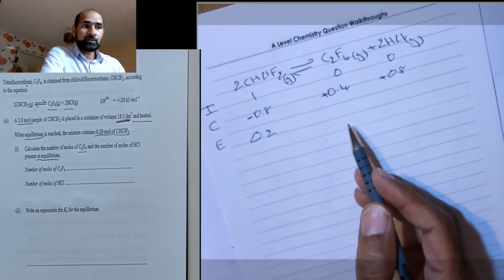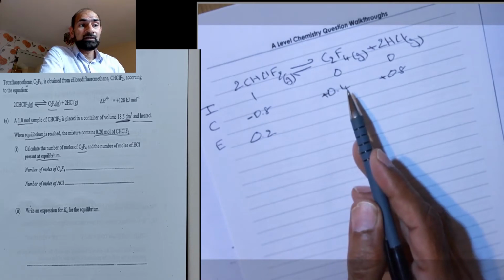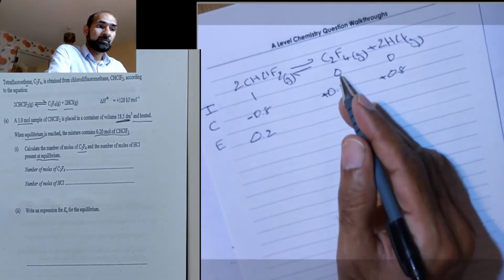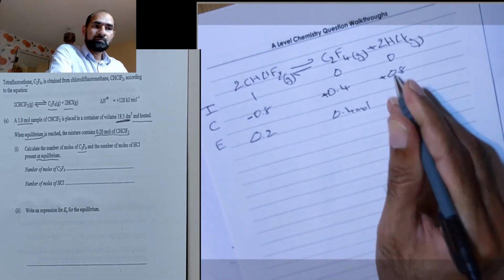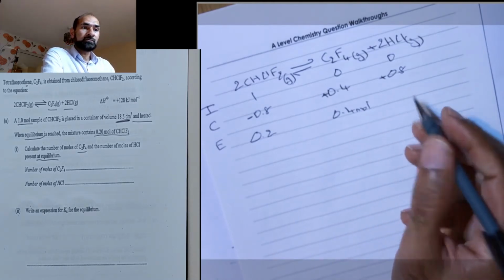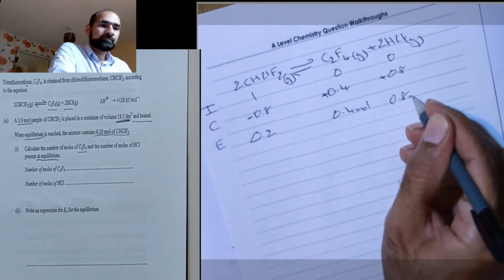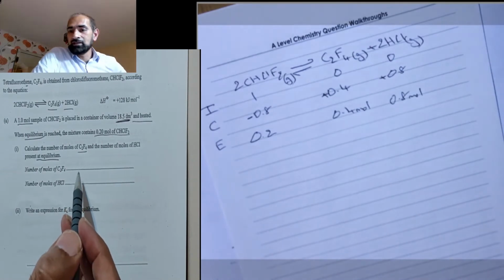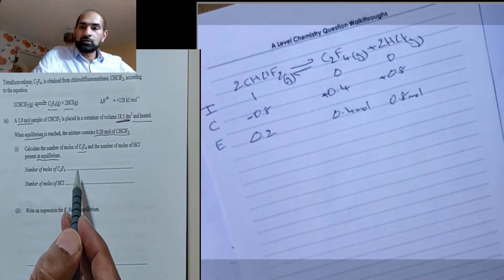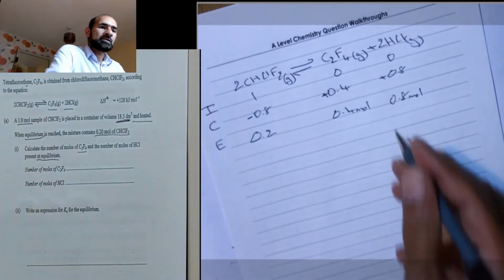So that means at equilibrium, how many moles of tetrafluoroethene do I have? Well, 0 plus 0.4 is 0.4 moles. And how much hydrogen chloride do I have? Well, 0 plus 0.8 is 0.8 moles. So the answer to that question is that the number of moles of tetrafluoroethene is 0.4 moles, and the number of moles of HCl is 0.8 moles. So there you have your answer.